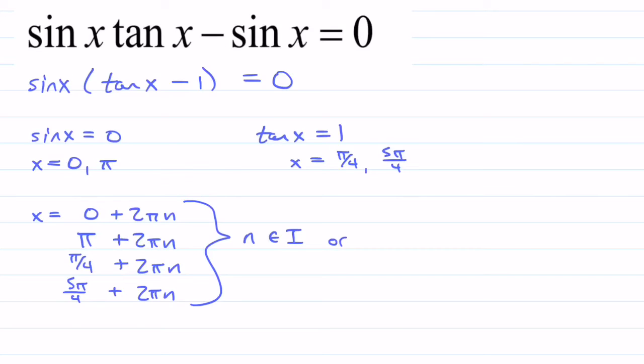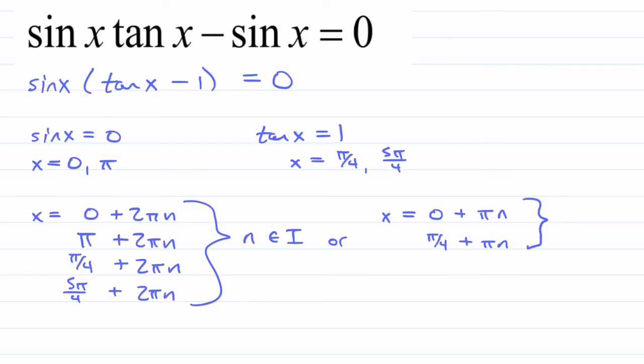But if you recognize 0 and pi are pi apart, and pi over 4 and 5 pi over 4 are also pi apart, you can shorten your answer and write it just as 0 plus pi n and pi over 4 plus pi n. You do not have to.